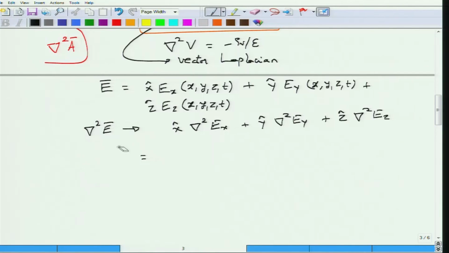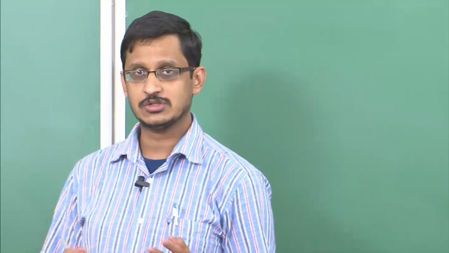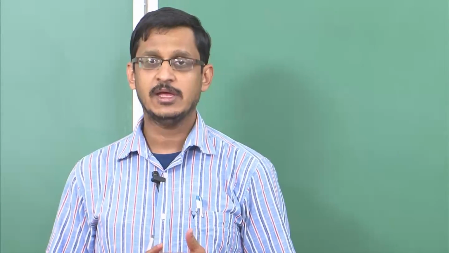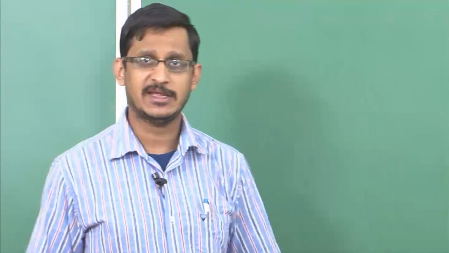Just to emphasize that this is not a simple matter, you have del square of Ex itself giving you del square Ex by del x square plus del square Ex by del y square plus del square Ex by del z square. So in general you have three components of electric field, and all three could be functions of x, y, z and t. What you actually have in your hand is a very complicated equation.